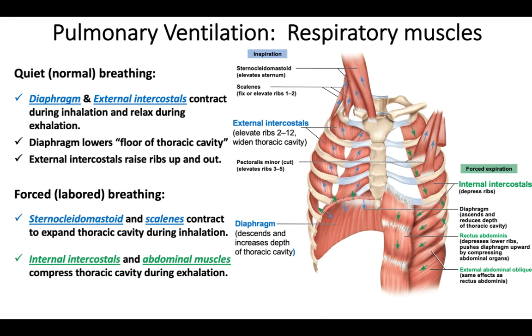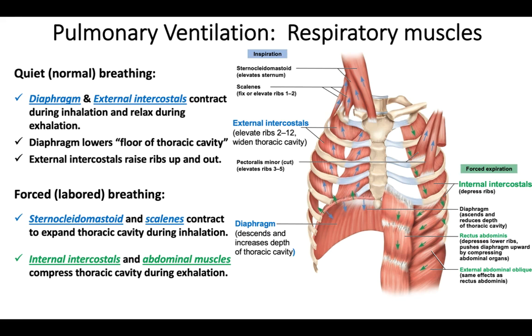When you forcefully exhale, all these muscles in blue are relaxed, because they contracted during inhalation. They're going to relax during exhalation. But then you're going to actually contract some muscles. You're going to contract your internal intercostals, which compress or depress the ribs in and down. And then your abdominal muscles push your diaphragm up even more. So that's really going to get that thoracic cavity smaller so you can keep exhaling more volume.